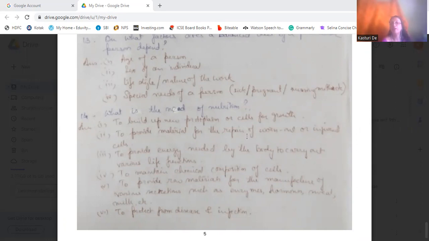Now, nutrition is needed to maintain the chemical composition of the cells. Then to provide the raw materials for the manufacture of certain secretions like enzymes, hormones, milk, etc., that are produced inside our body. Those secretions require some raw materials that are provided by nutrition. Then to protect us from diseases and infections. So nutrition also builds up our immunity, which protects us from diseases and infections.